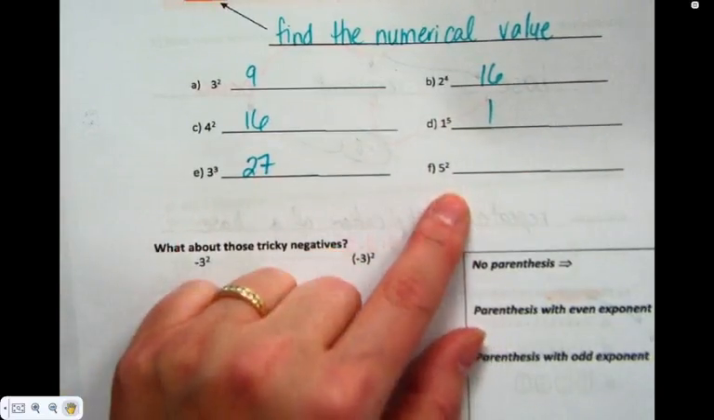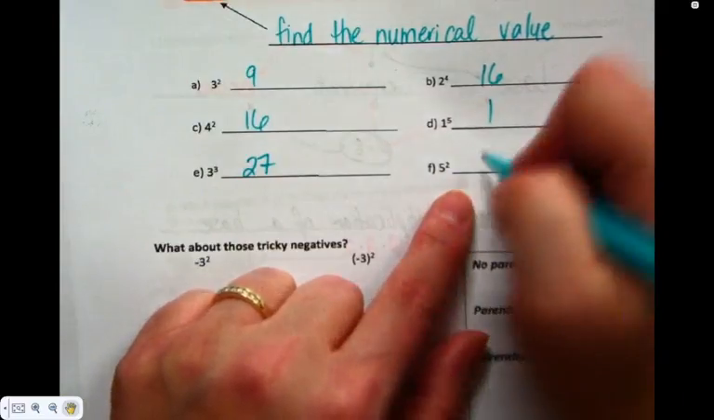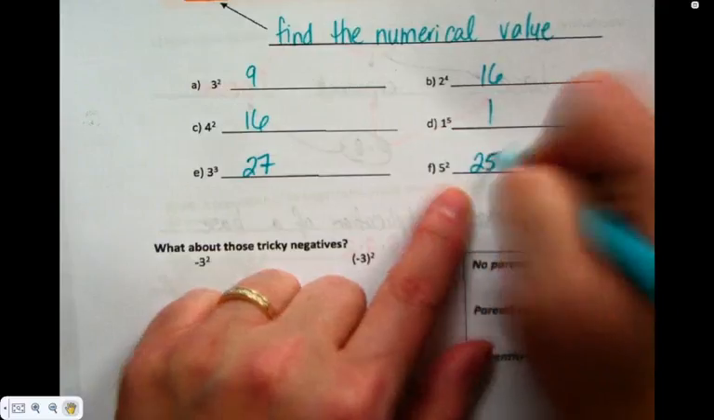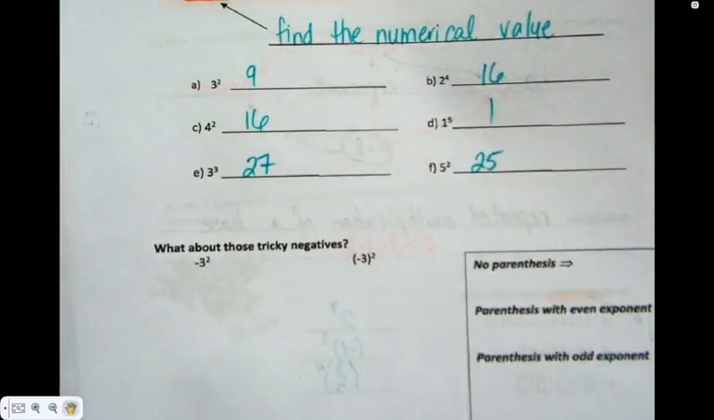5 squared. Picture the expanded form in your head. 5 times 5. What does 5 times 5 equal? 25. Do you see the difference between expand and evaluate? Expand means show the long way, make it bigger. What does evaluate mean? Give me a number.